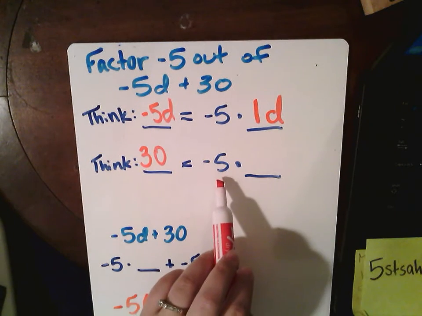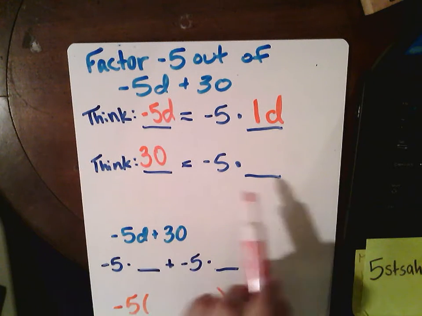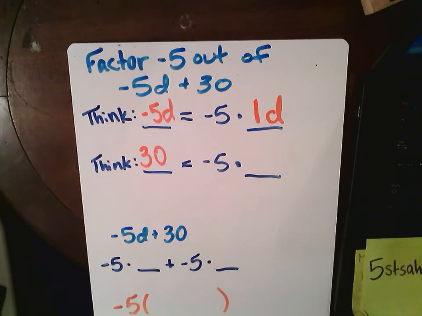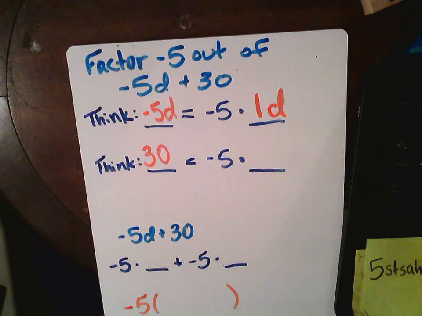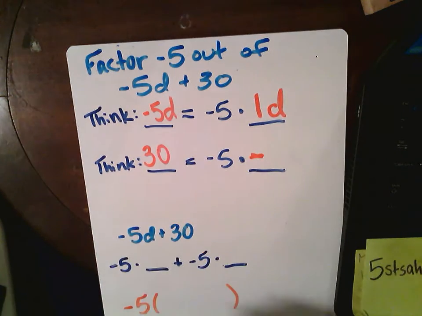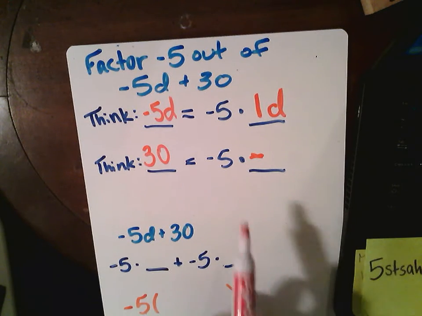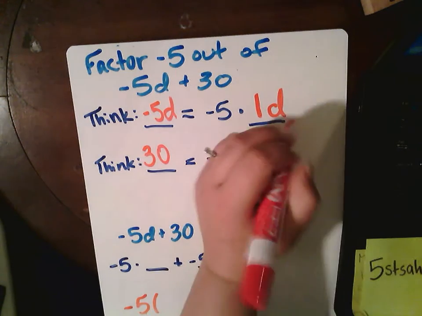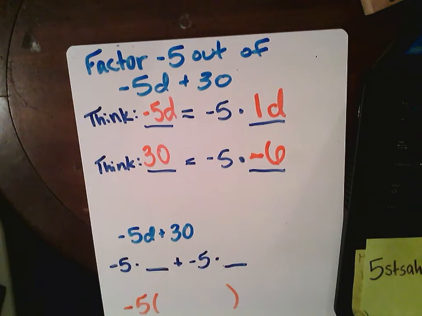So over here we have -5 and a 30. What do I need to multiply that -5 by to make it a 30? So a negative times what gives us a positive? A negative. Okay, negative times a negative gives us that positive we need. And now 5 times what gives us 30? 5 times 6.